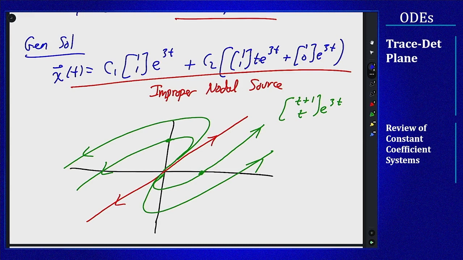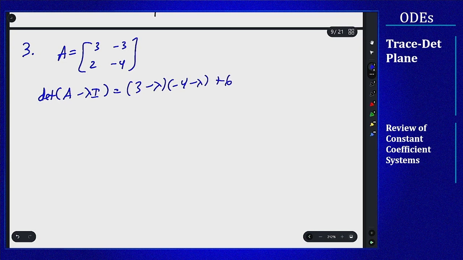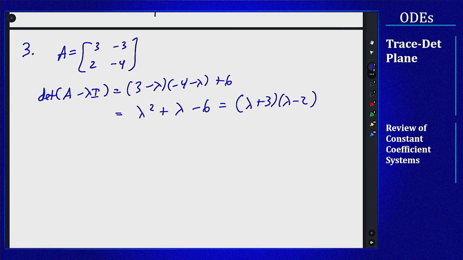Finally, we have example 3. Matrix A was 3, -3, 2, -4. So the determinant of A minus lambda I is given by (3 minus lambda)(-4 minus lambda) plus 6. So lambda squared, I have plus 4 minus 3, so plus lambda, plus 6 minus 12 is minus 6, and this factors as (lambda plus 3)(lambda minus 2). So our two eigenvalues here are 2 and -3.